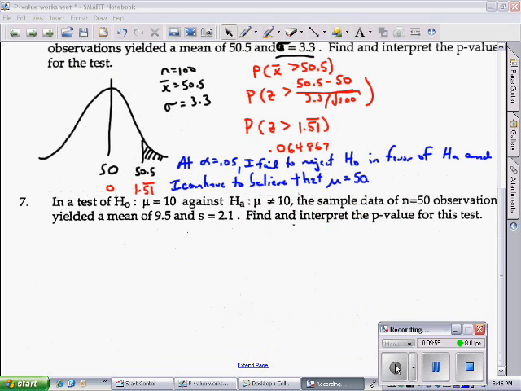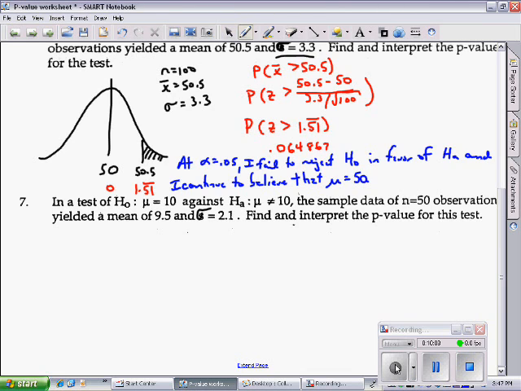Okay, we got a couple more examples here. I'm going to give you a second to set up number 7 with the correction again that we're going to use sigma equals 2.1 instead of S. So we've got a test of H0 where mu is 10 against HA, mu is not equal to 10. The sample data, n equals 50 observations, yielded a mean of 9.5, and we know sigma is 2.1. Find and interpret the p-value of the test. So I'm going to give you a second. I want you to draw a picture and write the question, which is basically this step that we did right up here, the very first thing.